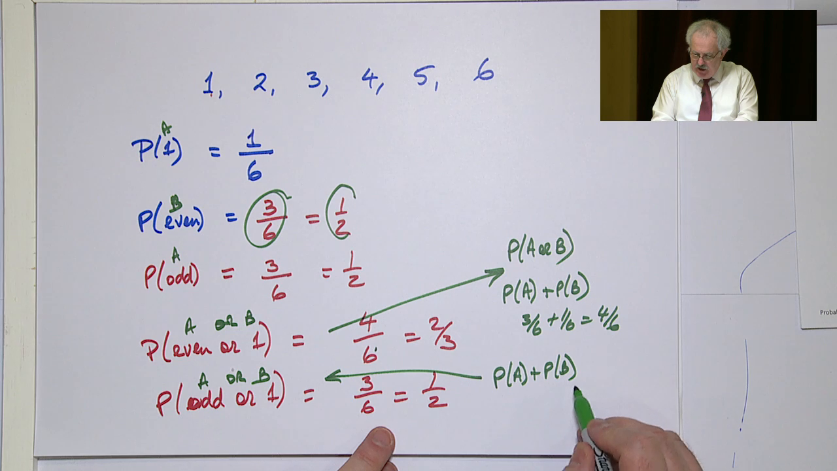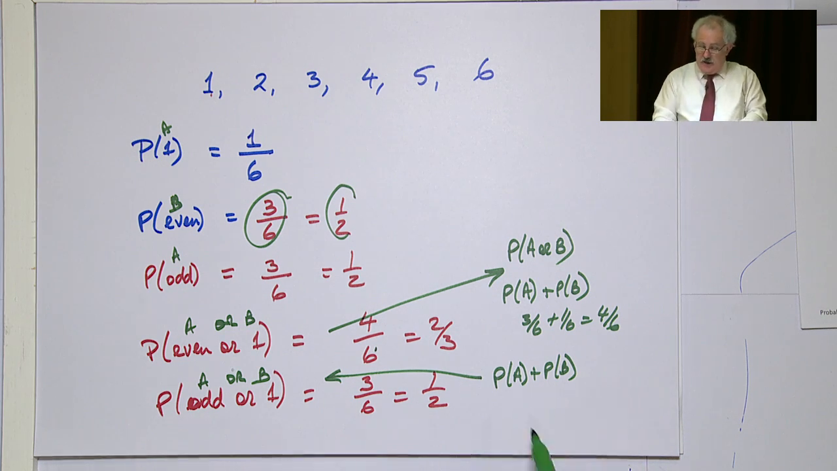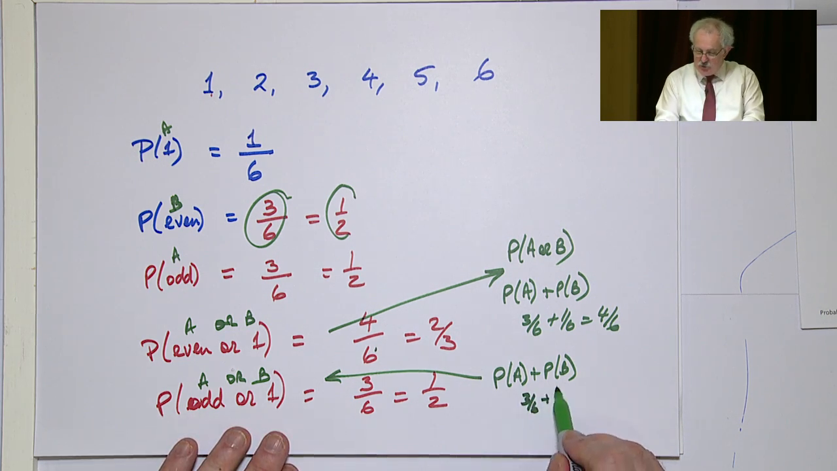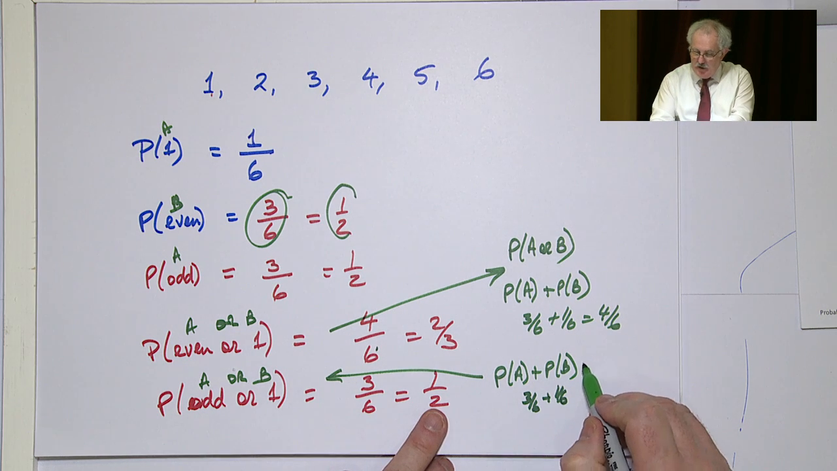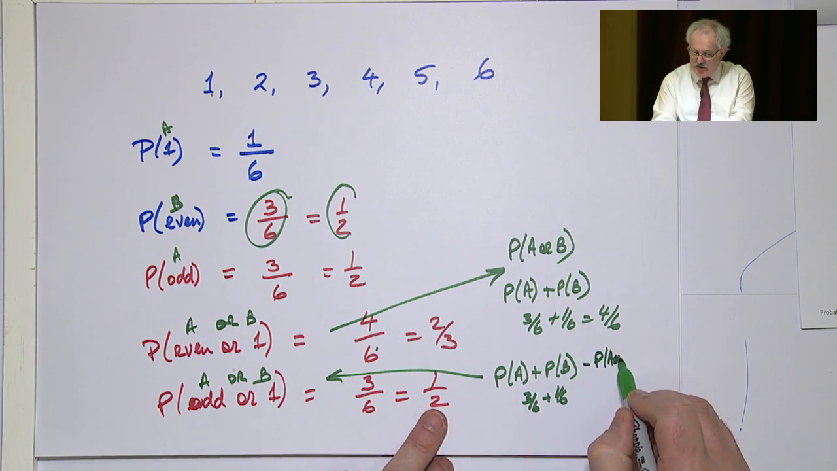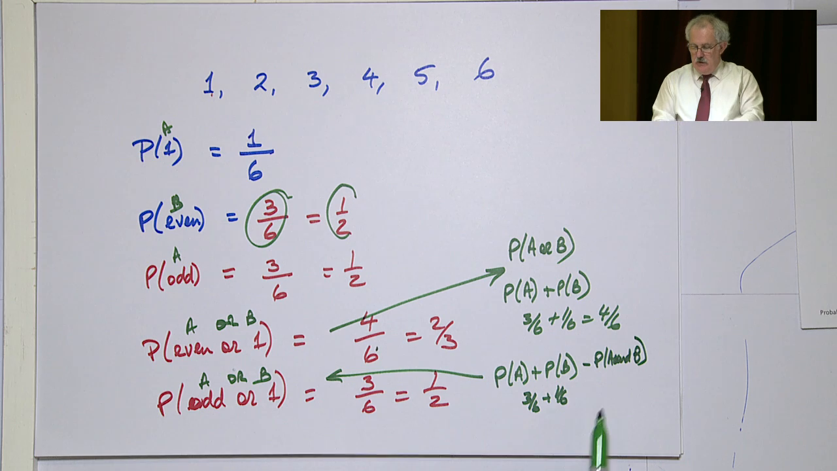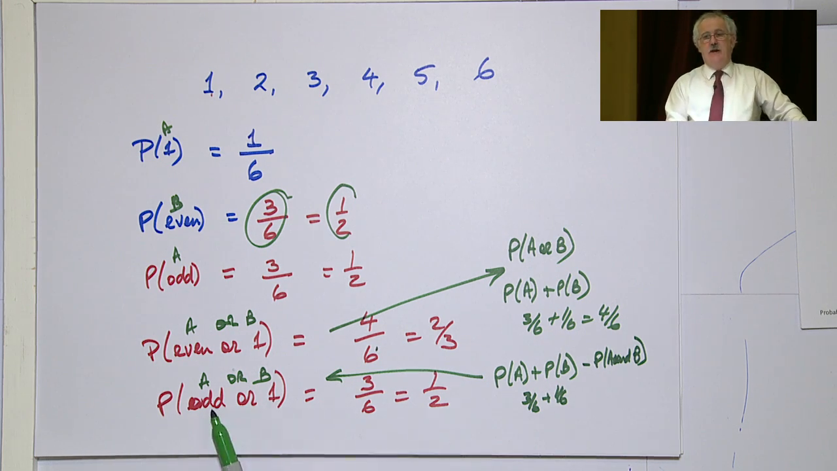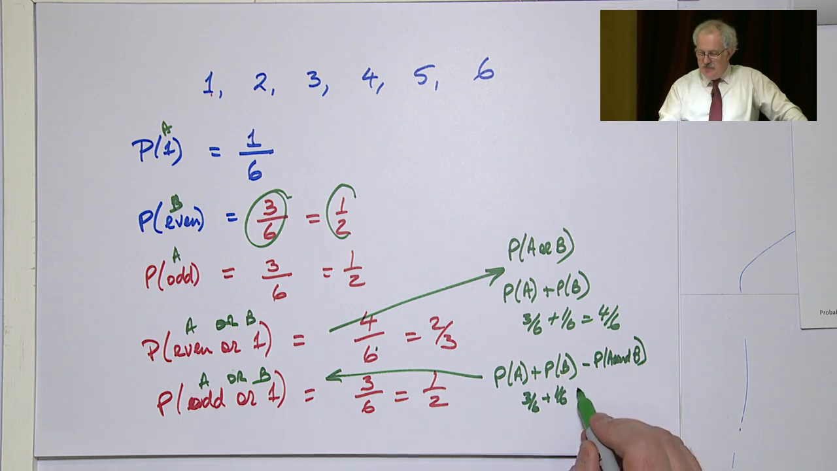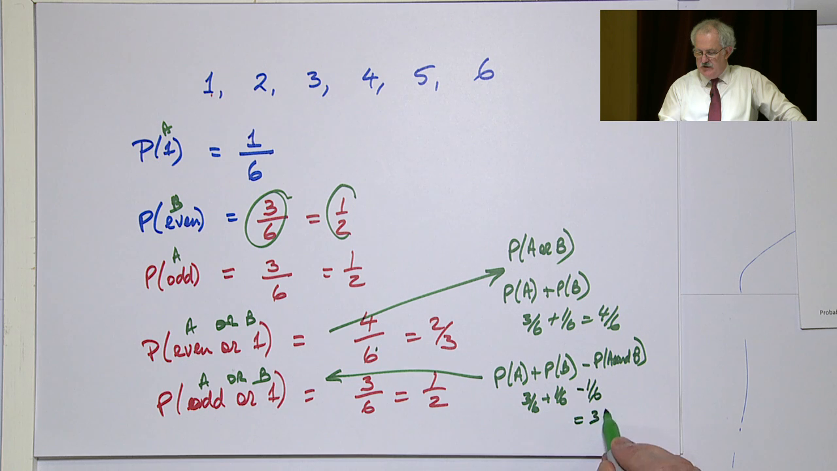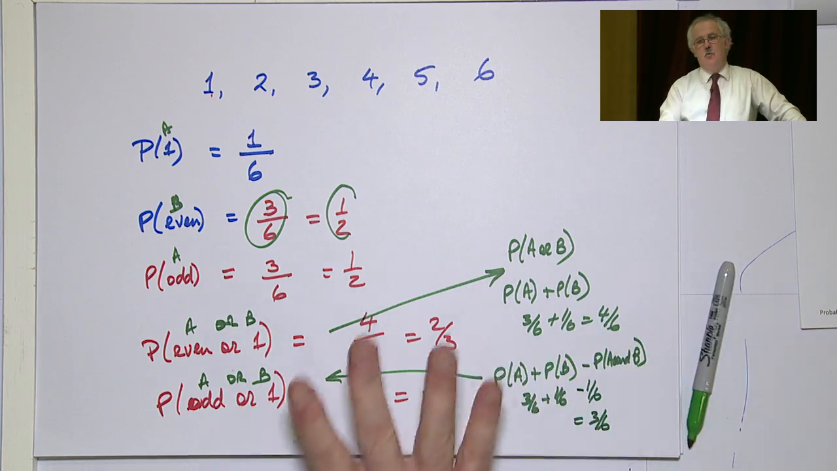So in this case, we actually got 3 over 6 plus 1 over 6, but we had to take away P(A and B). That's the full formula. Can a number be both 1 and odd at the same time? Yes. So therefore we take away that 1/6 and we get 3/6. So we'll come back to this.